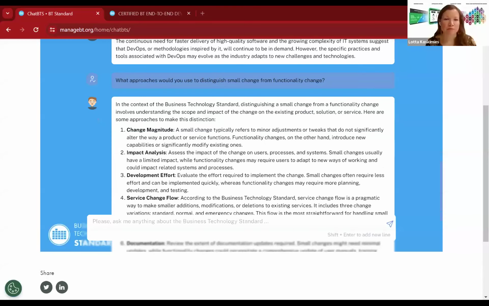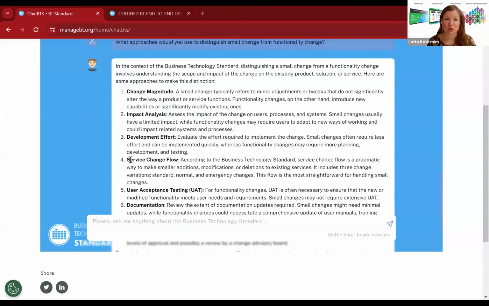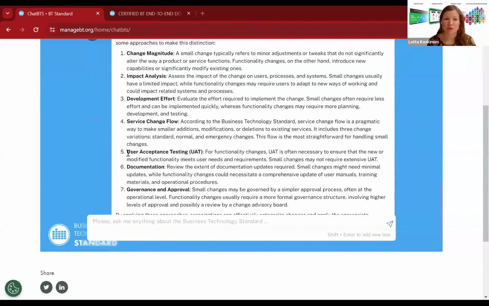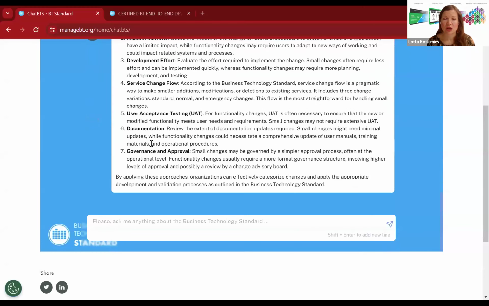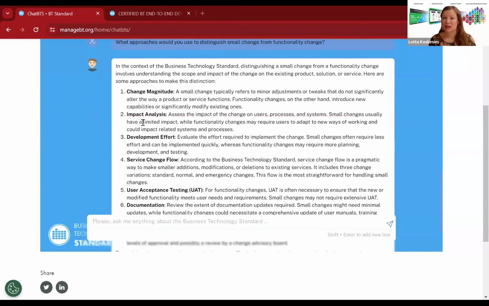Let's go back here. So in the context of the business technology standard, there are some approaches for making the distinction. So there is assessing the impact and the change magnitude, the development effort, or the service change flow, or based on the user acceptance testing, or then documentation. So here are some guidelines as to how to assess the magnitude of that change. Would you like to highlight anything related to that, Elena?